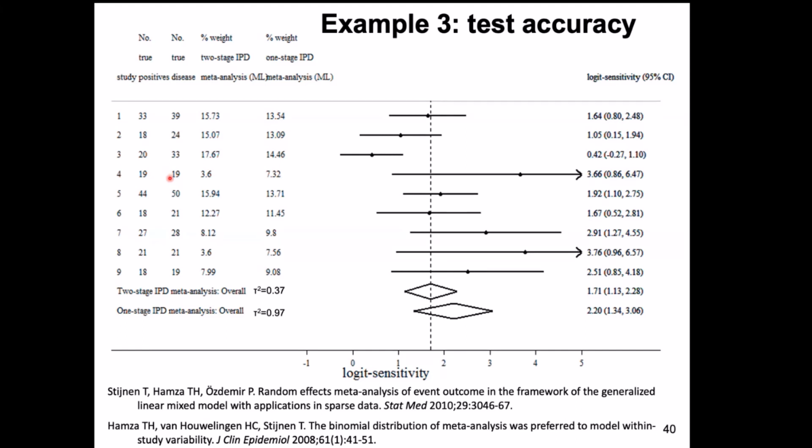So we'd have to use a continuity correction there to do a 2-stage meta-analysis of sensitivity. But at 1 stage, we don't need to do that because we can account for the binomial data directly. And again, some big differences. So the 2-stage meta-analysis gets a logit sensitivity of 1.71. The 1 stage gets a logit sensitivity of 2.20. So here you're actually underestimating the sensitivity of the test by using the wrong meta-analysis method.